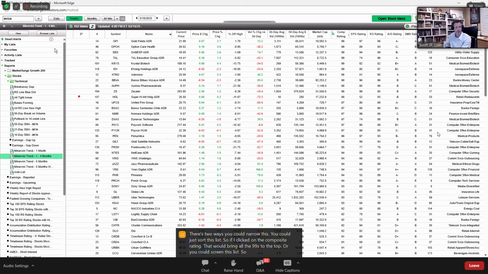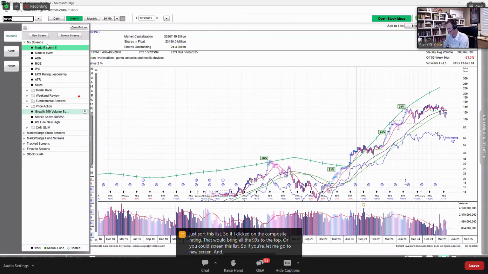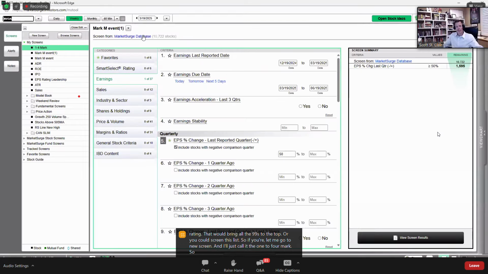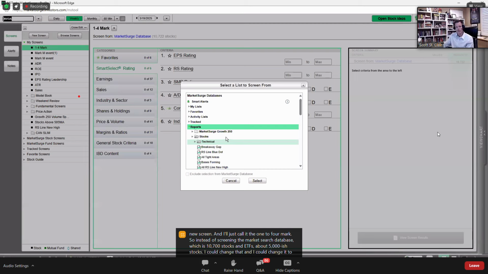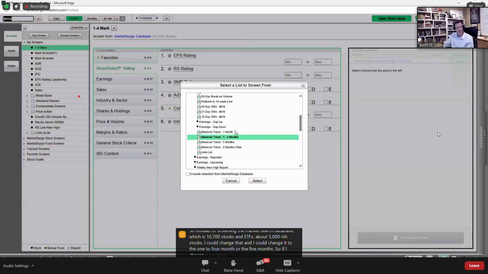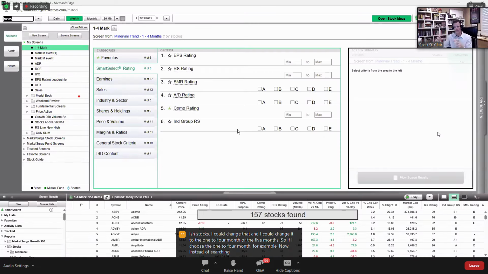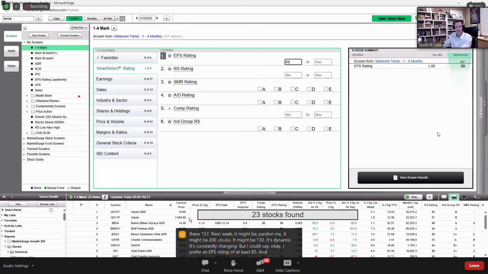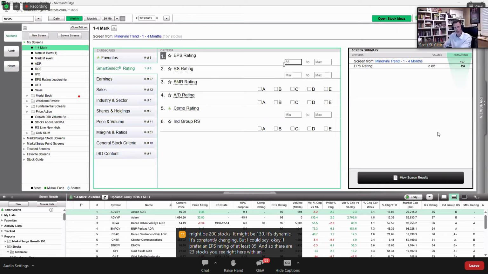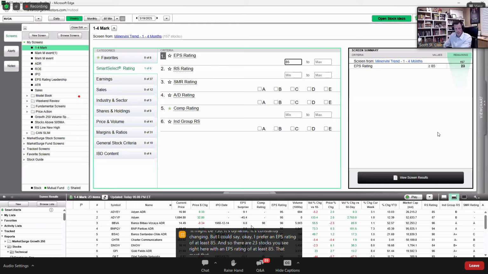So let me go to new screen and I'll just call it the 1 to 4 mark. Instead of screening the Market Surge database, which is 10,700 stocks and ETFs, about 5,000-ish stocks, I could change that to the 1 to 4 month or the 5 month. If I choose the 1 to 4 month, for example, now instead of searching inside the universe of 10,000 stocks, I am now searching inside the universe of these 157. Next week, it might be 200 stocks. It might be 130. It's dynamic. It's constantly changing. But I could say, okay, I prefer an EPS rating of at least 85. And so there are 23 stocks, you see right here, with an EPS rating of at least 85 that are inside this trend template of 1 to 4 months. Right.